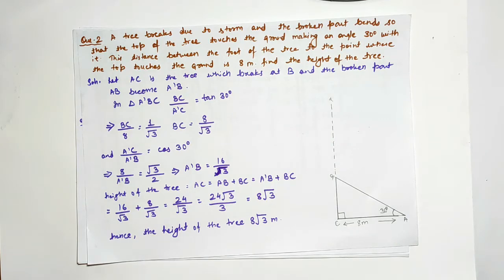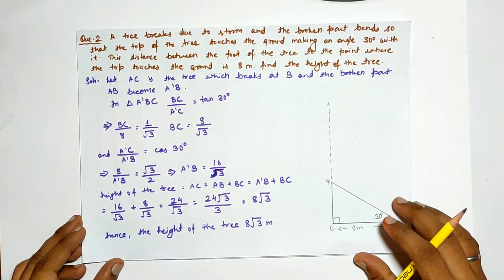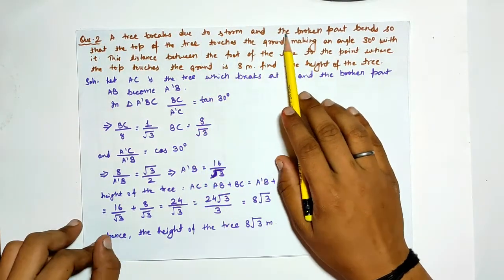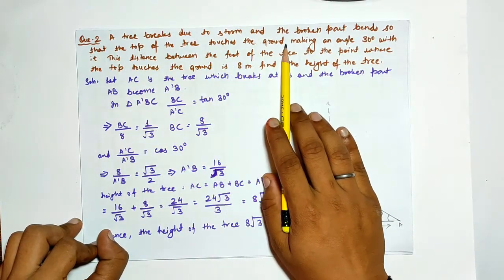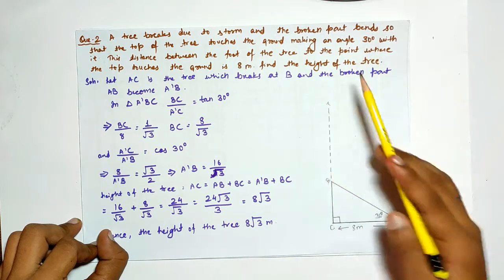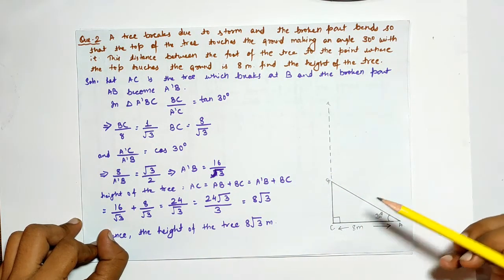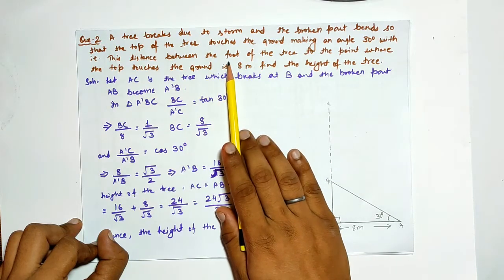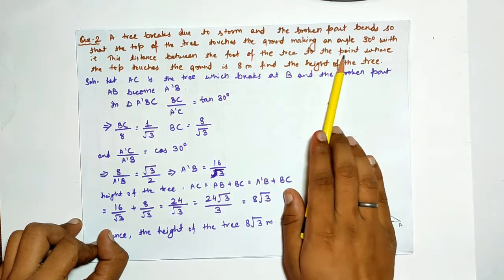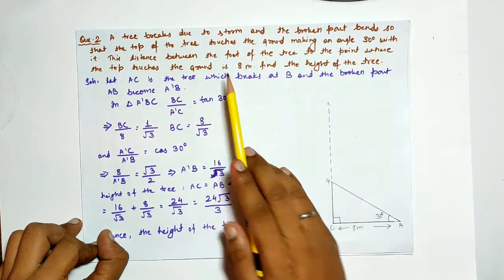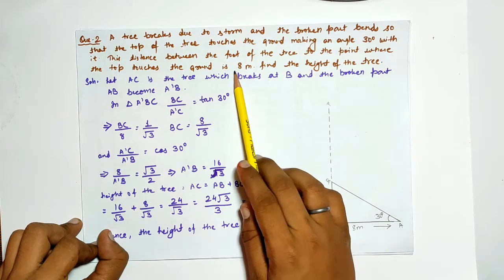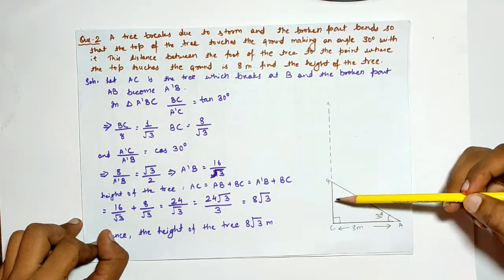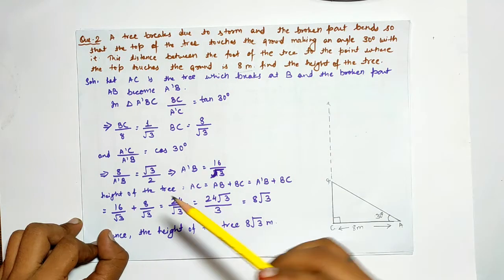So now let's come to the next part of the same exercise. There is question number 2, and question number 2 says a tree breaks due to storm and the broken part bends so that the top of the tree touches the ground, making an angle of 30 degree with it. The distance between the foot of the tree to the point where the top touches the ground is 8 meter. Find the height of the tree. So we have to find the height of the tree.